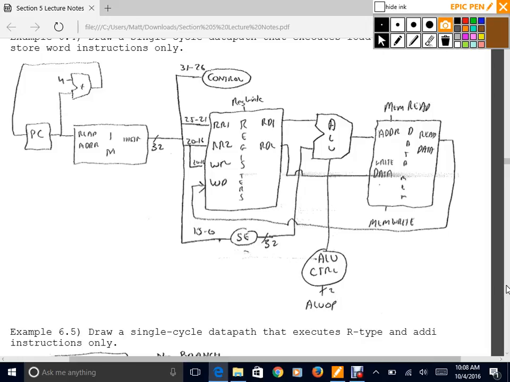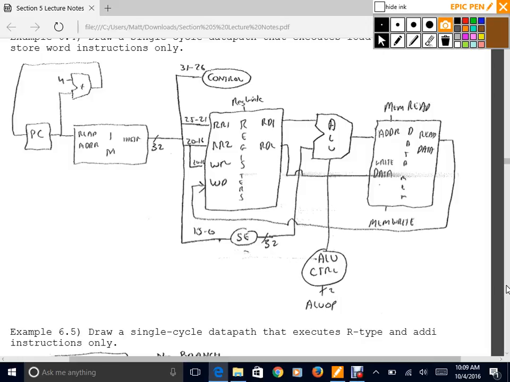Instructions for RT, what is RT in R-type being used for? Second source, right? So we got read register 2. If you're using that, it's going to go 20 to 16, right? But what's it being used for in the I-type instruction? Destination. Very good.